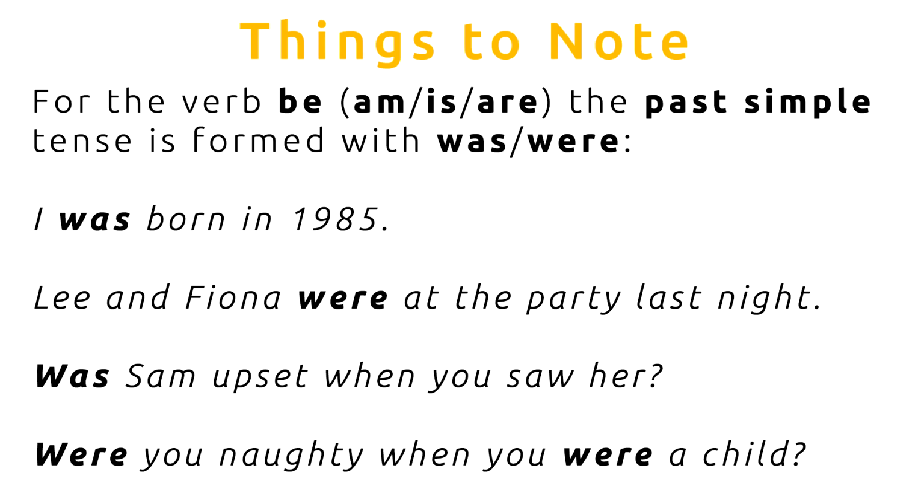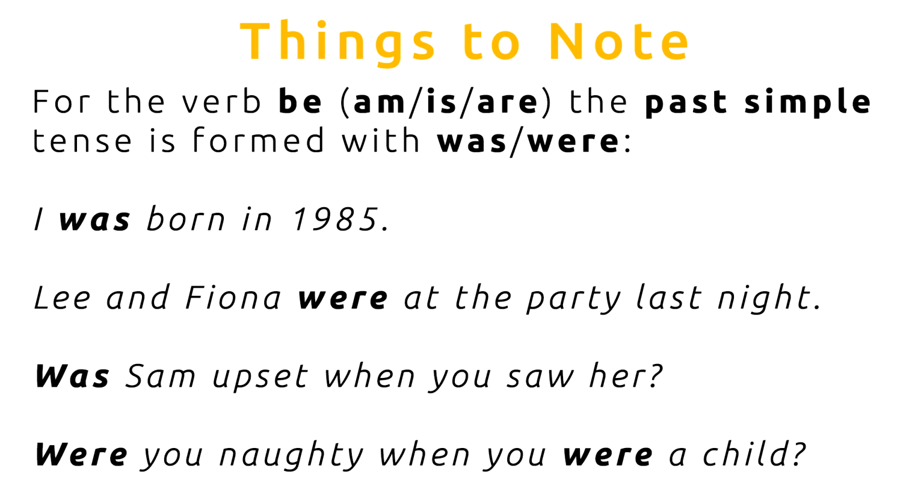Let's look at one more thing that we need to note. For the verb be, which is am, is, and are, the past simple tense is formed with was or were. For example, I was born in 1985. So was is the equivalent of am. Am is the present, the basic form of the verb, and was is the past tense.